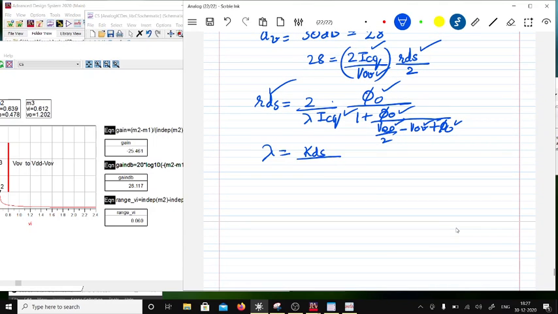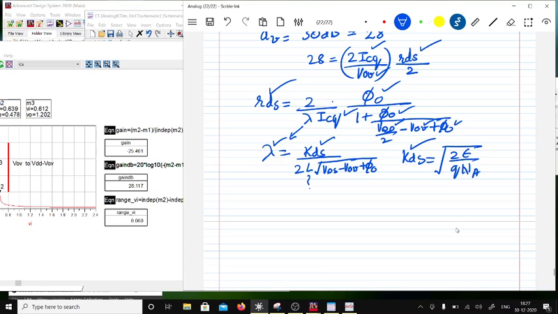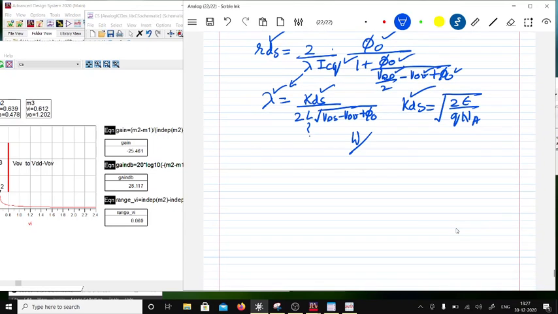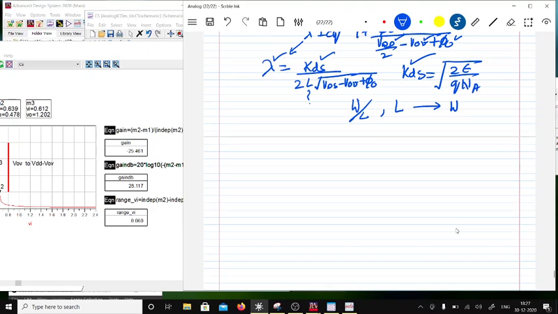Lambda is equal to KDS divided by twice L times root of VDS minus V overdrive plus phi 0. Again, KDS is equal to root of twice epsilon over q NA. So from a process point you have KDS. Now you have got lambda from that equation, right? So now what you have is L. So you have figured out what is L. So you know what is W by L, and you also know what is L. So this gives you W. So once you get W by L for a gain stage, this will be W by L3.